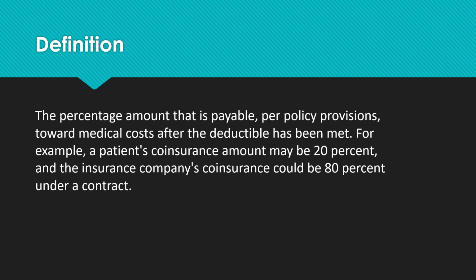Coinsurance. The percentage amount that is payable per policy provisions toward medical costs after the deductible has been met. For example, a patient's coinsurance amount may be 20% and the insurance company's coinsurance could be 80% under a contract.